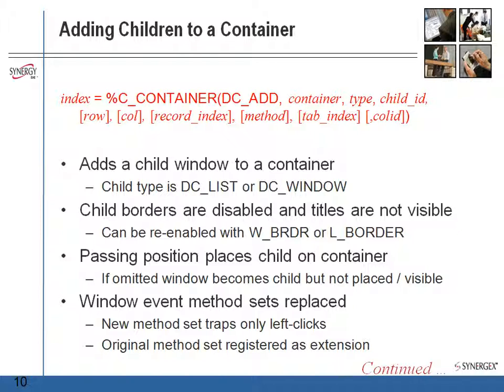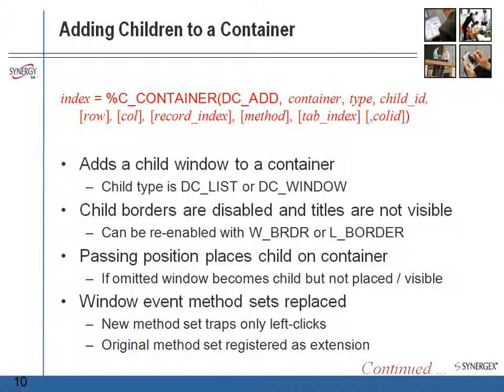to a container. When you add a window or a list to a container, any borders and title will be disabled. If you wish, you can re-enable them, but on Windows at least, the resulting UI might look a little strange. If you pass a window position when adding a child to a container, then the child will be placed on the container at that position. Otherwise, the parent-child relationship will be established, but the child will not initially be placed on the container and hence won't be visible, until you make it visible by placing it later on.